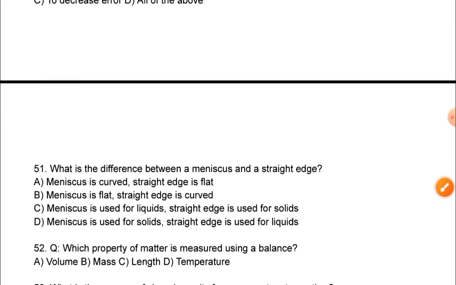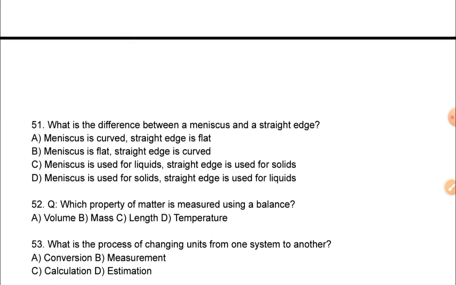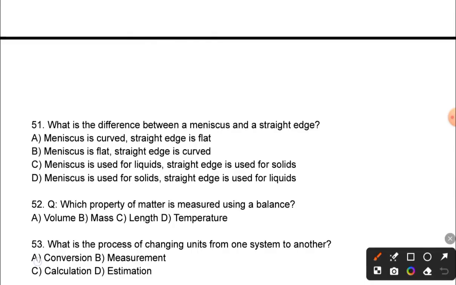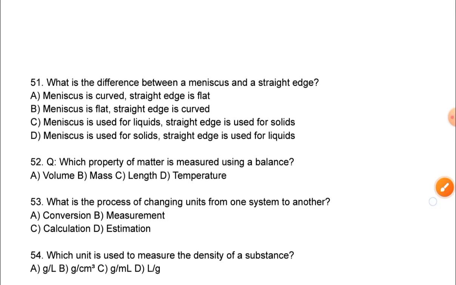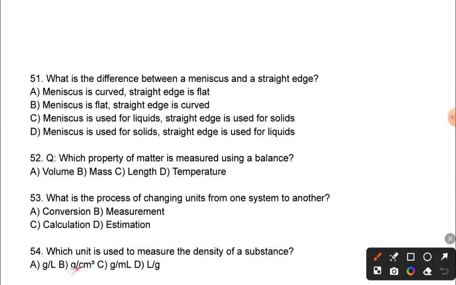Which property of matter is measured using a balance? Balance is B. Mass is B. Mass. What's the process of changing units from one system to another? It's called conversion, converting it. So A. 54. The unit used to measure density is gram per centimeter. 54 is B.